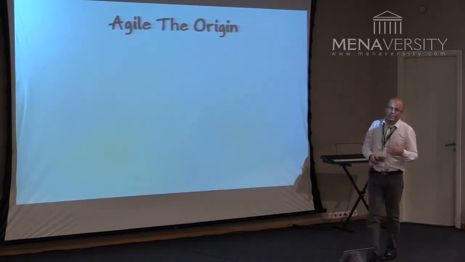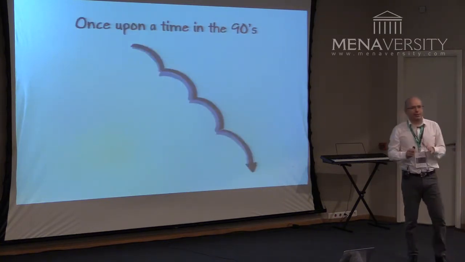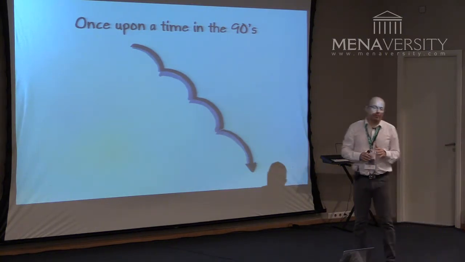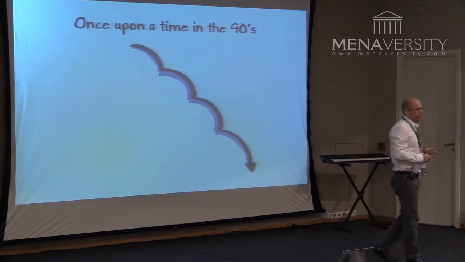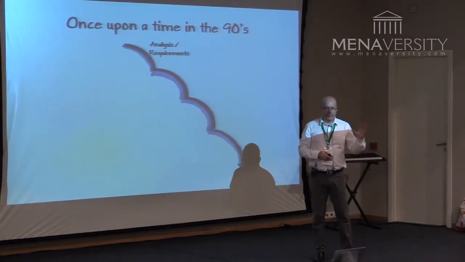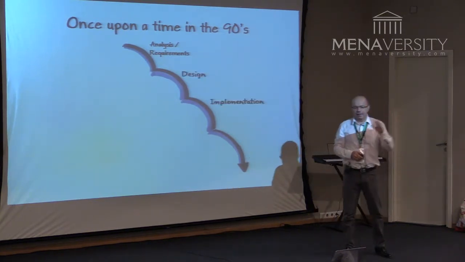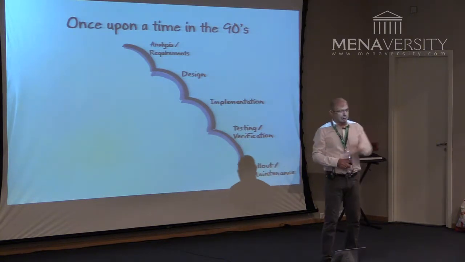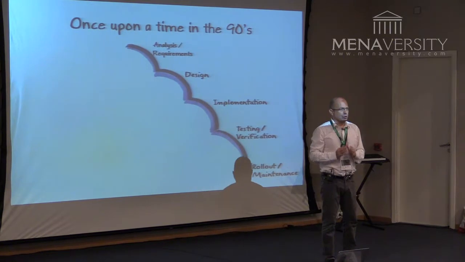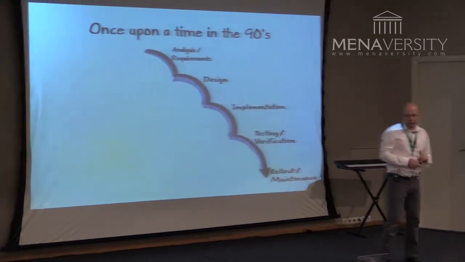Okay, let's start with the origin of Agile. Once upon a time, in the 90s, the usual way of managing projects was called waterfall. It was called waterfall because everything starts from analysis of the requirements of the client, then falls down to design, then implementation, then testing, then rollout. It was a very systematic and very sequential way of managing the project. I guess some of you know this methodology.